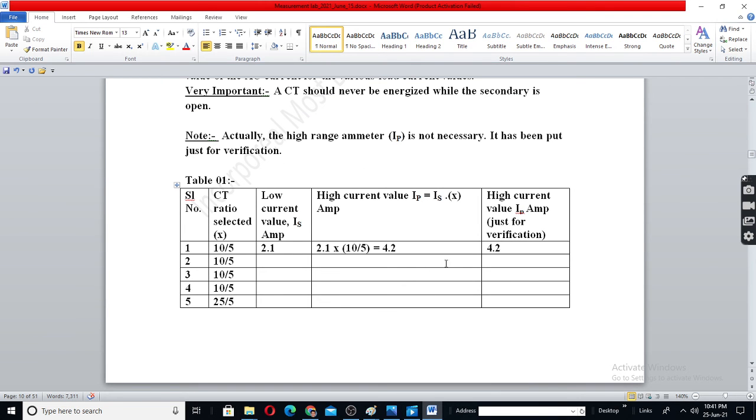So the reading, if you write, it will become like this. Practically, there may sometimes be some difference, say 4.3, 4.3, or 4.4, or 4.1. The only thing is, this column and this column should become equal. Fine.